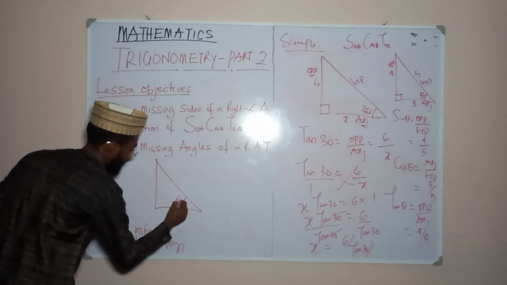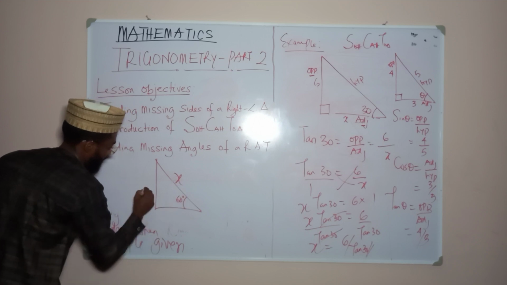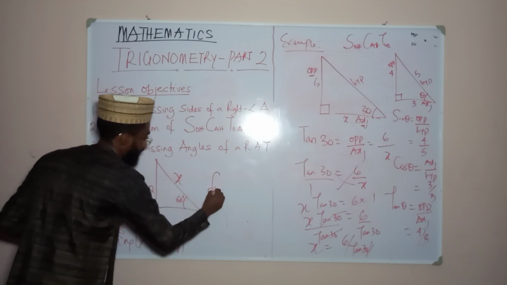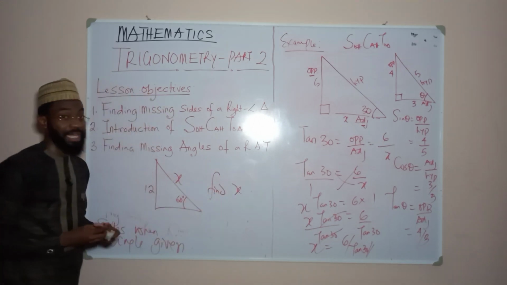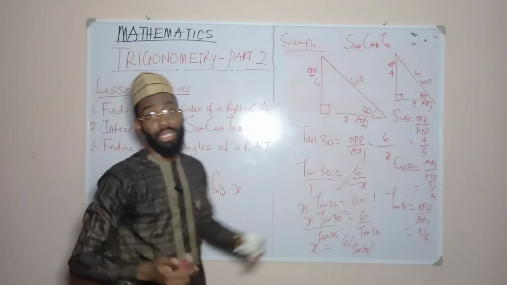I have here 60 degrees. Let me put my x here and then write 12 here. Find x. So you see that this is also the second case we've talked about where you're going to use your SOHCAHTOA.